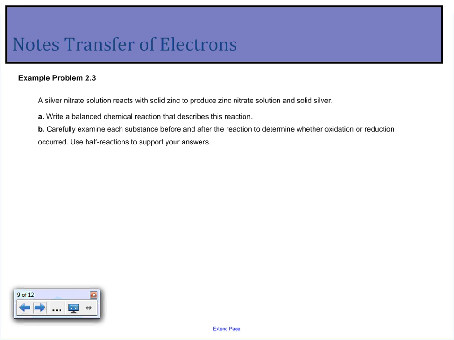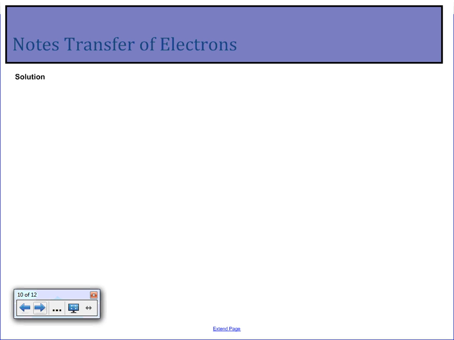So, our first problem here says a silver nitrate solution reacts with solid zinc to produce a zinc nitrate solution and solid silver. So first we have to write a balanced chemical equation that describes this reaction. Then we need to carefully examine each substance before and after the reaction to determine whether oxidation or reduction have occurred. So it says use half reactions here to support our answers. Okay, so let's look at a solution here.